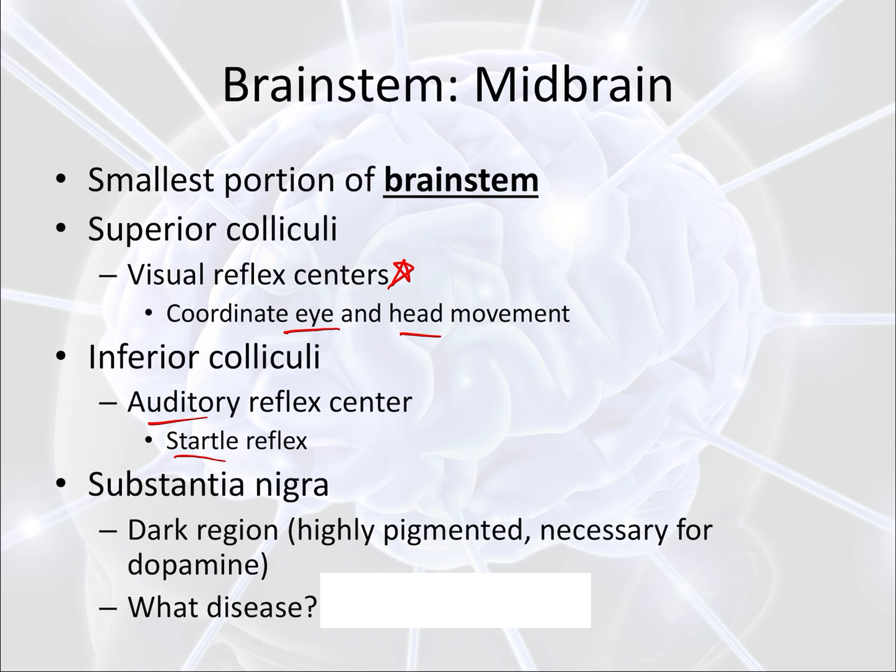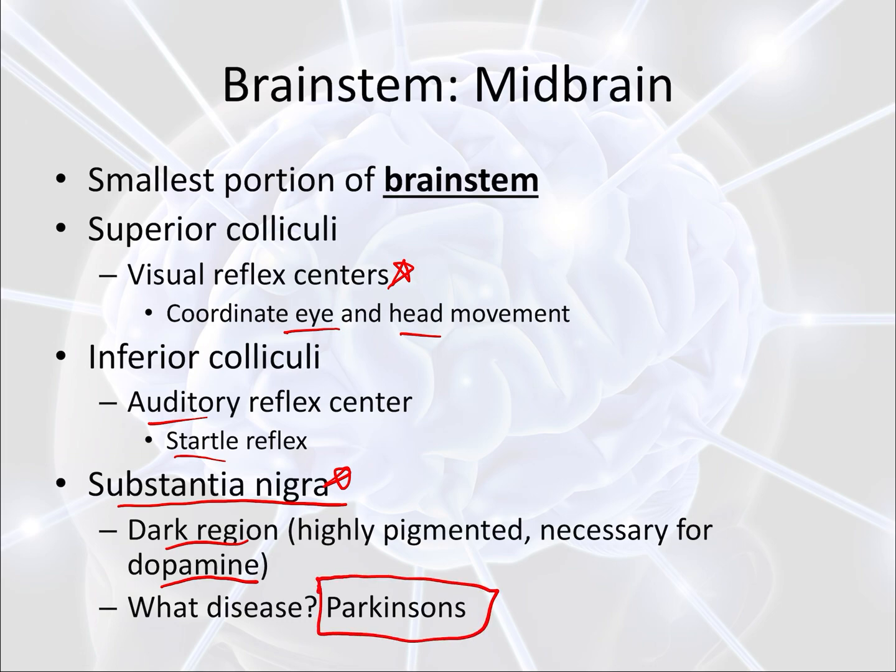And then in the midbrain, there's also a region called the substantia nigra. It's a dark region. That's why it's called nigra. That means black. Highly pigmented, necessary for dopamine formation. Okay, and the disease that we find being implicated here is Parkinson's. Parkinson's results from degeneration of the substantia nigra. Definitely an important thing to remember.